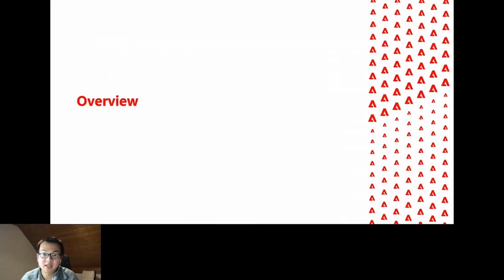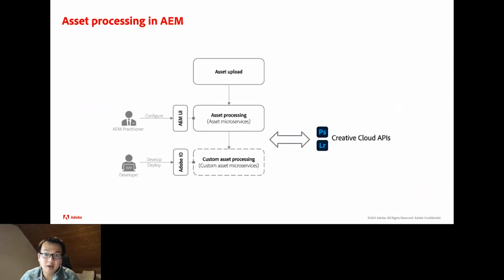First, let's take a brief look into the technical overview. This diagram shows the assets processing layers in AEM. There are some out-of-the-box profiles that marketing practitioners can select and configure directly on the UI. And if you have anything more than that, a developer will be needed to implement custom code that will be deployed on our runtime to run the custom processing.